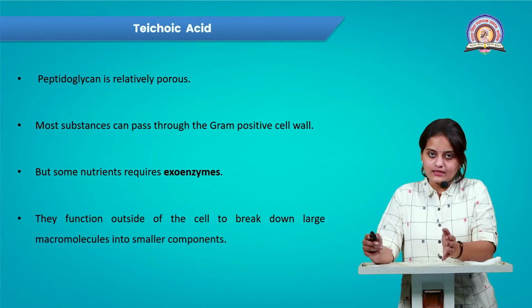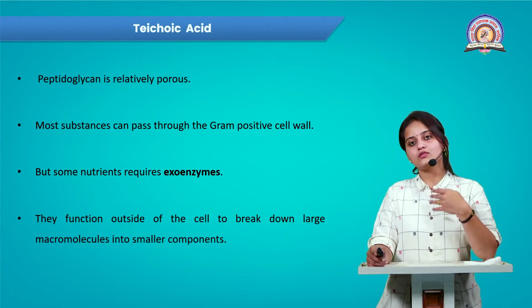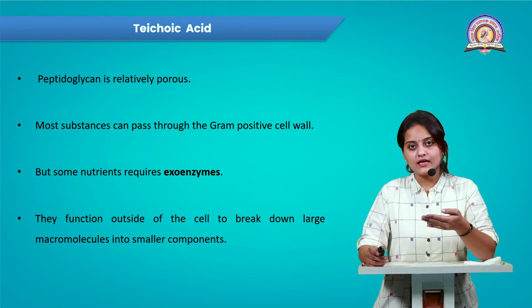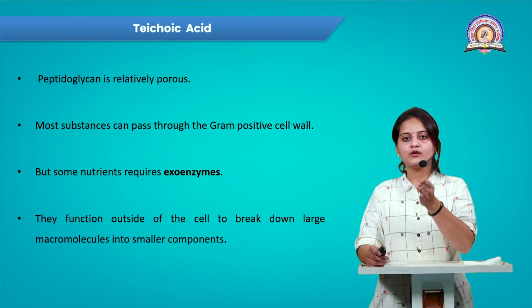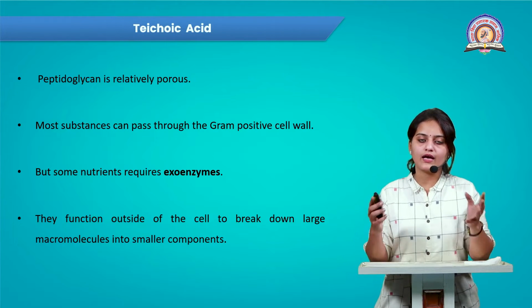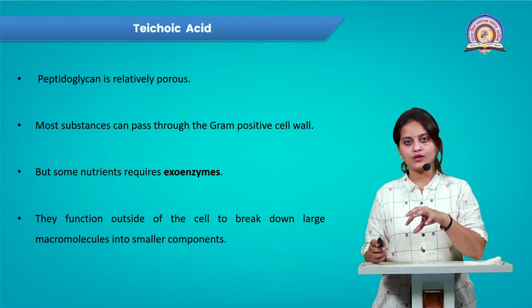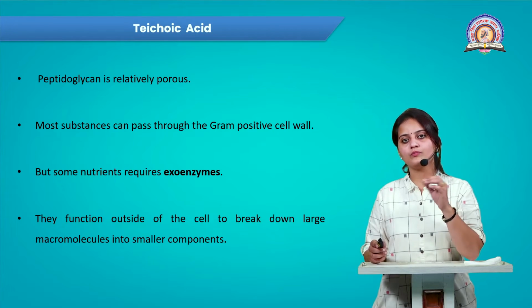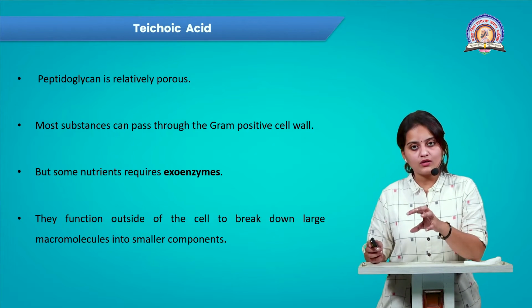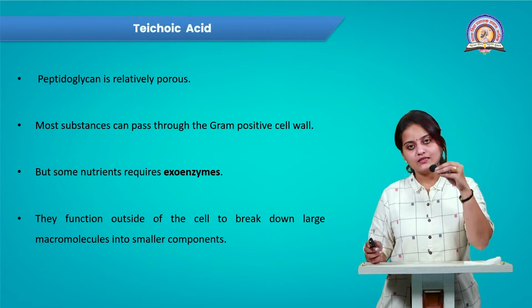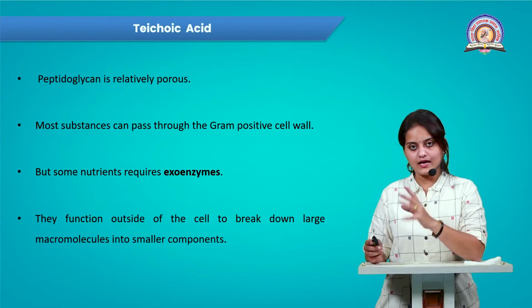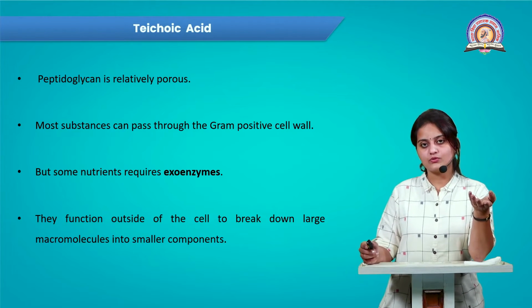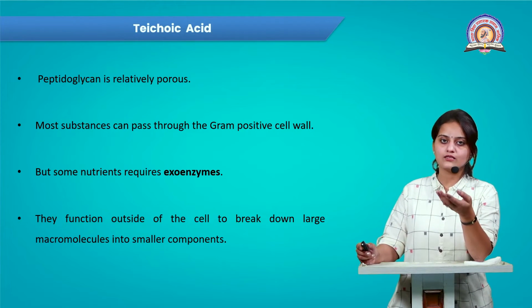and in such cases bacteria need to synthesize certain enzymes outside their cells, and those enzymes are responsible for cleaving that large molecule and converting it into a smaller form. As soon as the molecule becomes smaller from larger, it easily passes through the mesh-like structure. And as the enzymes are synthesized outside the cells, they are known as exoenzymes.